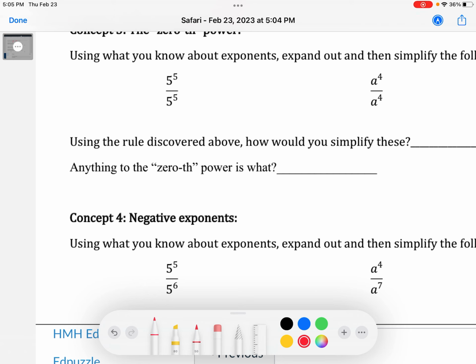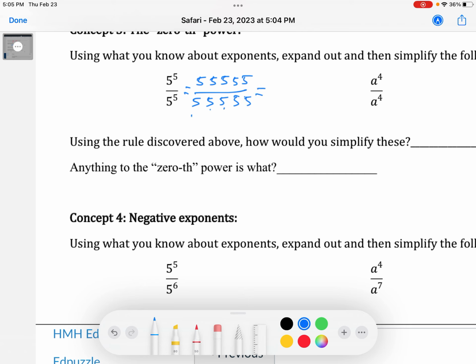5 to the 5th over 5 to the 5th. Well, if we write this out, 5, 5, 5, 5, 5 on the top, and on the bottom, 5, 5, 5, 5, another 5. And what is that going to be? Well, we can start canceling these things out. That cancels, that cancels, that cancels, that cancels, that cancels. And you're left with, well, what are you left with when everything cancels?